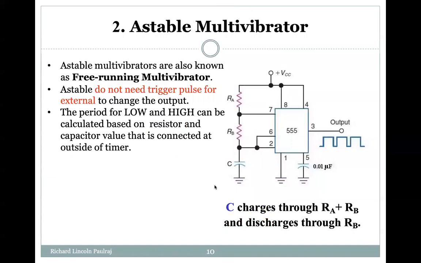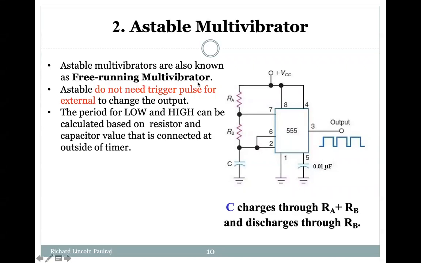Next we'll be looking at the astable multivibrator. In the astable multivibrator, here also we have the 555 timer connected, we have VCC, and then two resistors, RA and RB. Now the equations are going to change here. As we know, this astable doesn't require any kind of triggering. It can operate on its own, which is one good thing. It doesn't need any external triggering, hence it is also called a free running multivibrator.